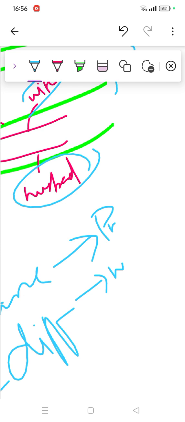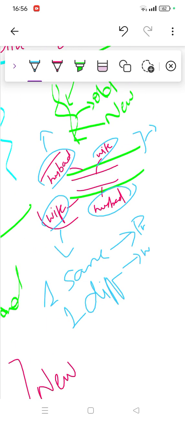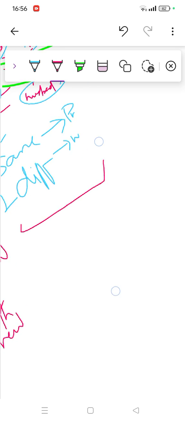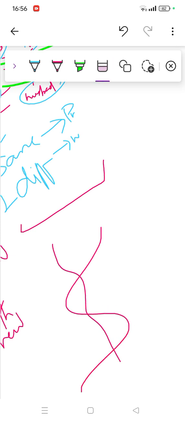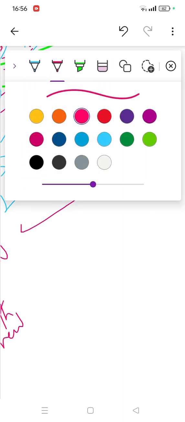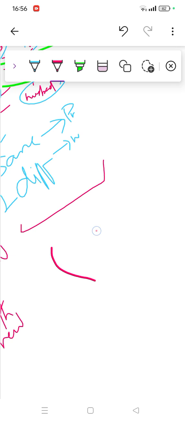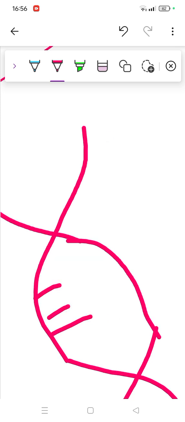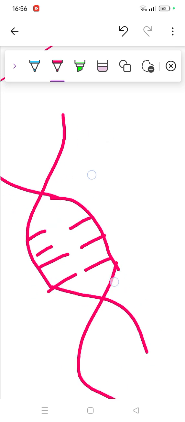So when we talk about DNA, it is basically semi-conservative. Why? Because for one strand, they already have it. When we make the structure like this, this is the concept. Here the nitrogenous bases are present and all. So what we see is that DNA is semi-conservative.